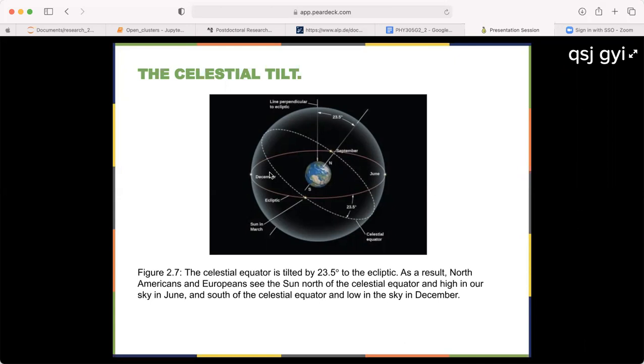Now, as a result of this tilt, for the North American and European countries, they see the Sun north of the celestial equator and high in the sky in June, right? And south of the celestial equator and low in the sky in December, right? I guess you can read about it here. So that is a consequence of the tilt of the Earth's axis. And we will later see that this tilt also leads to the different seasons that we have, right?